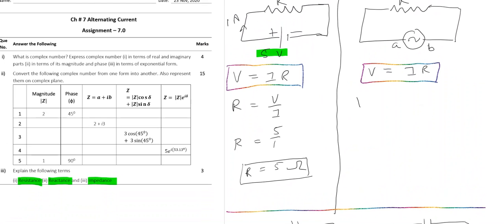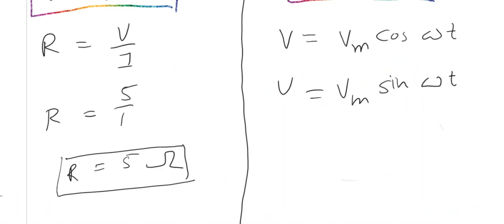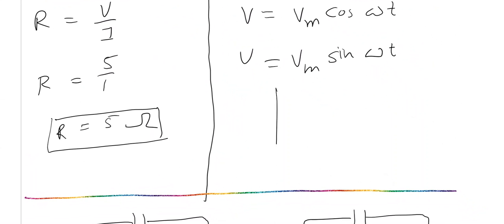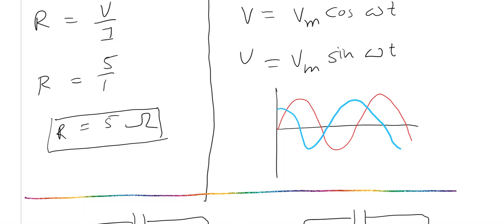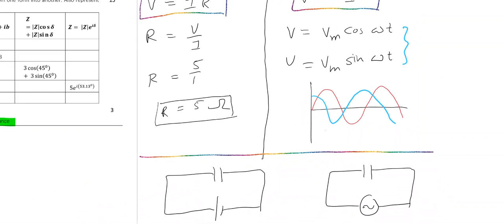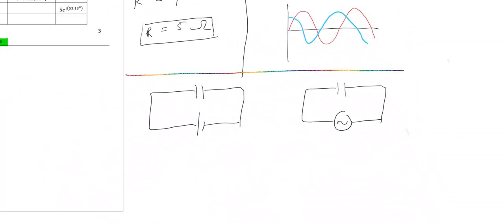When you say AC source, the equation is like Vm cos omega t, or it can be Vm sin omega t. Alternating voltage can be represented as a function of sine or cos. It can be changing its polarity like this, or it can be changing its polarity like this. Both ways are possible, but both are sinusoidal functions. So that is alternating voltage. It keeps on changing its polarity, and that is what we are talking about right now.